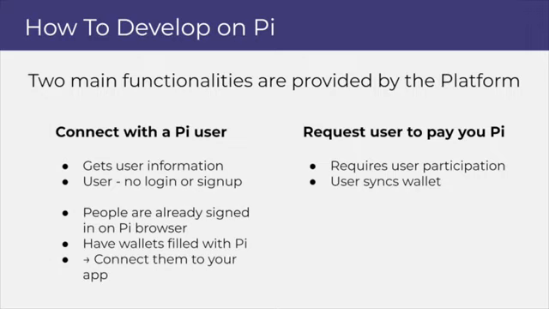And then the second functionality is payment functionality. This is the ability, at the moment, to request a user to pay you or to pay the application in Pi. That request will sync directly to their wallet, which we call the Pi wallet. And you'll be able to walk them through the payment process in order to facilitate that.